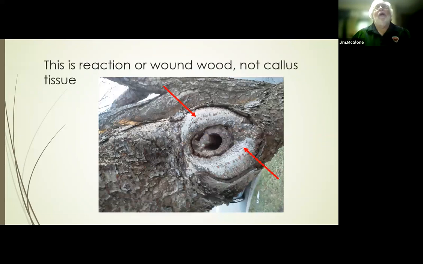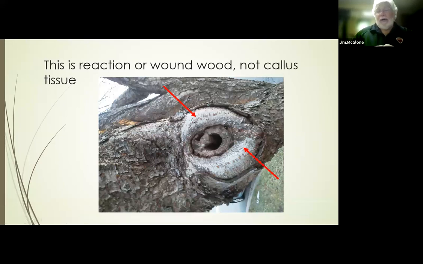Another thing I want you to be aware of is a lot of people will call these lips that form around a pruning wound or any other wound callus tissue. That's not correct. You can't see the callus tissue. It's a microscopic part of the cambium or the secondary meristem. What we see here is what's called reaction or wound wood. And this is where the tree is compensating first because there is a stress that occurs around the wound, but also is going to grow over this wound and close it eventually.